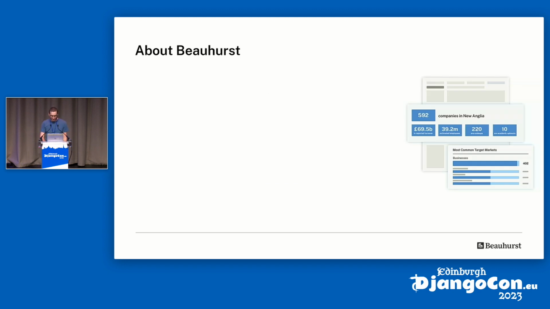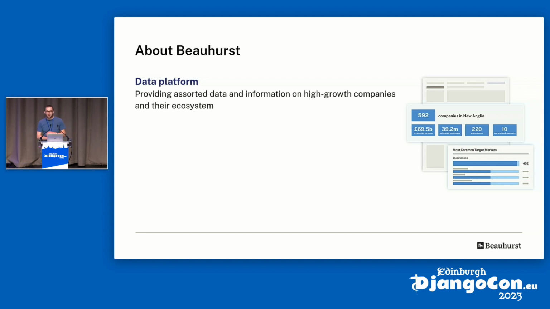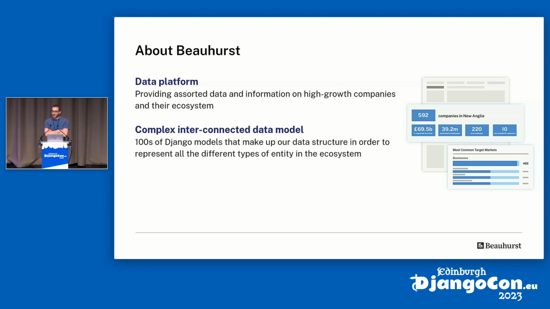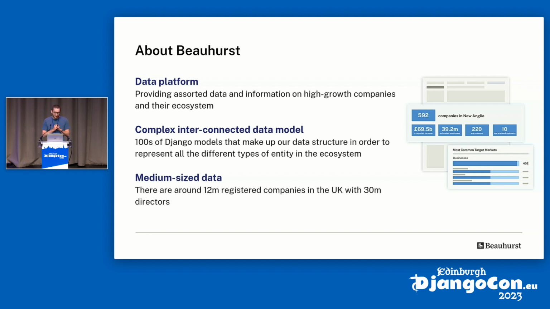For those who are not aware of us, we're a data platform that provides various data and information on high-growth companies and their ecosystem. We've got a pretty complex interconnected data model, so we have hundreds of different models connected in different ways. Companies can do all sorts of different transactions and events can happen to them, so we have to have different ways of modeling that. I'd describe what we have as medium-sized data. It's definitely not what you would call big data traditionally. There are around 12 million registered companies in the UK with about 30 million directors. Those are two of our biggest tables in our database. That's the kind of scale of data that we're having to build tools around.